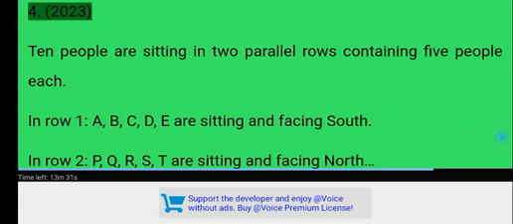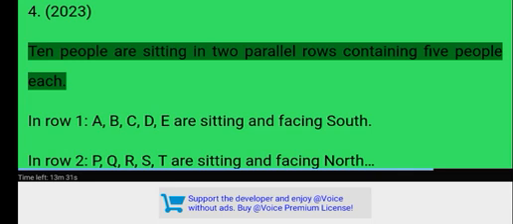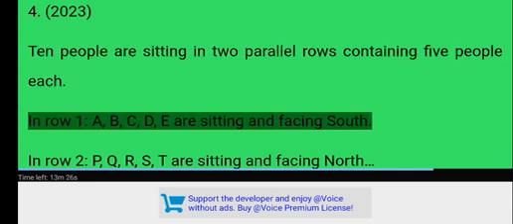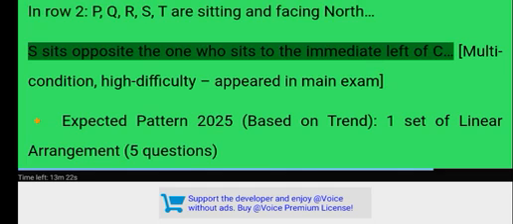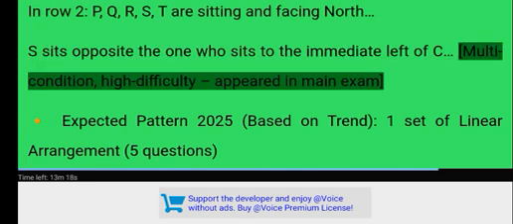4. 2023. 10 people are sitting in 2 parallel rows containing 5 people each. In row 1, A, B, C, D, E are sitting and facing south. In row 2, P, Q, R, S, T are sitting and facing north. S sits opposite the one who sits to the immediate left of C. Multi-condition, high difficulty, appeared in the main exam.